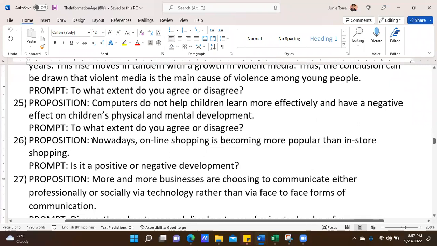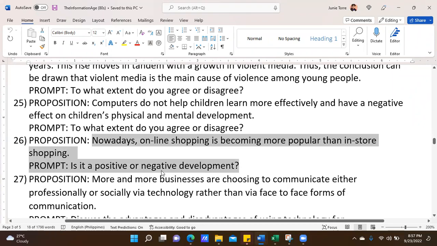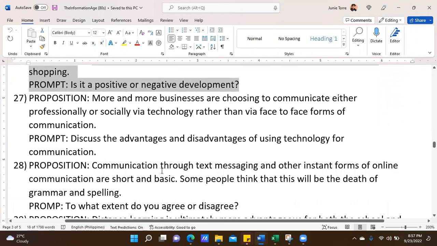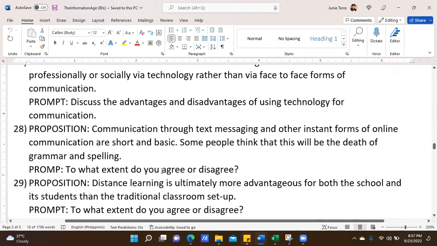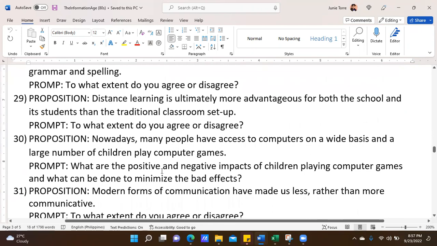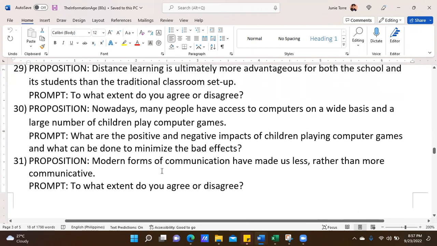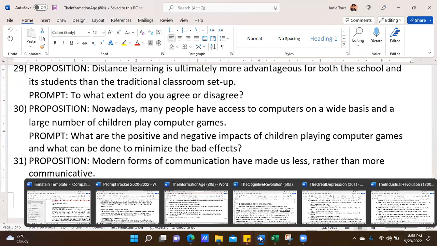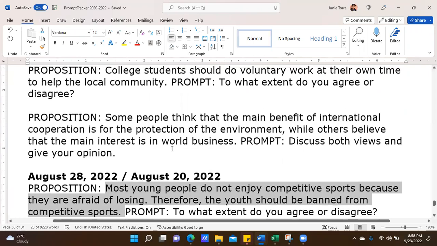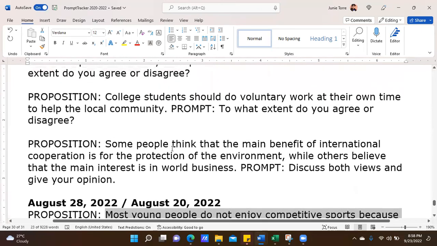And advantages and disadvantages of online shopping. So these questions, they come out in speaking, they come out in writing. And distance learning. Modern forms of communication have made us less rather than more communicative. Tingnan natin yung trends and prompt, ay yung prompt tracker natin.